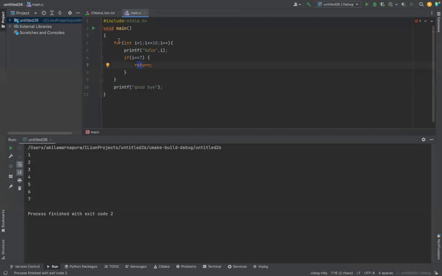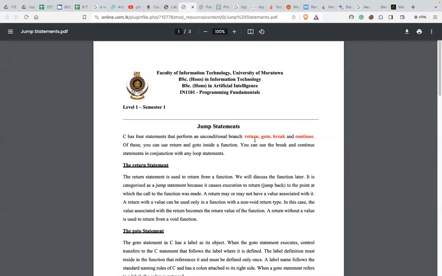Sorry, terminate the function, main function, not the entire program, main function. Once the main function terminates, the entire program is terminated. That's a different thing. Okay, now I think you guys have a proper idea. Return, go to, break, and the next one is continue.